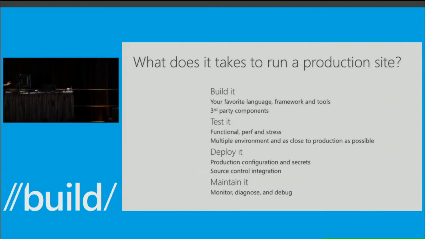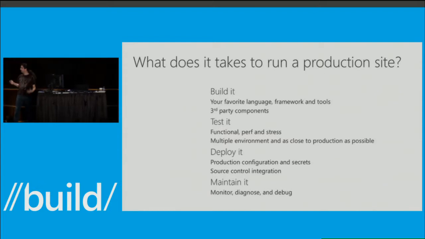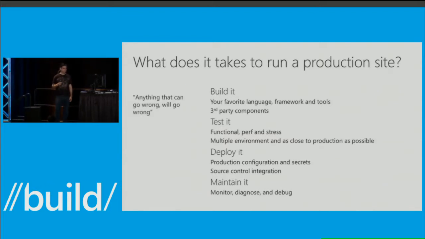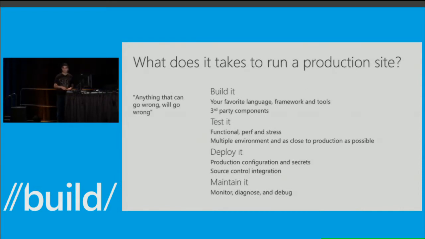So at the end of the day, if you look at the slide, if you want to build a production website, all you need to do is build it, test it, deploy it, and maintain it. Hey, what can go wrong, right? So a famous quote: anything that can go wrong will go wrong. Any idea who it is? Anyone? Murphy's, exactly. Murphy's Law, the first one.